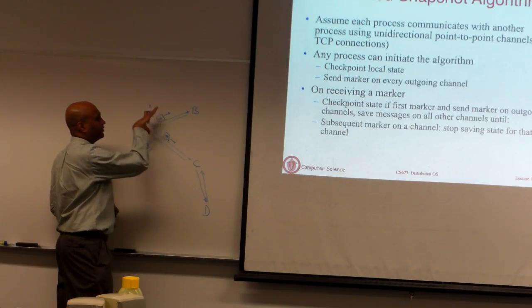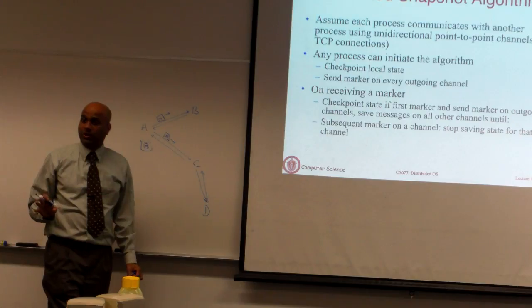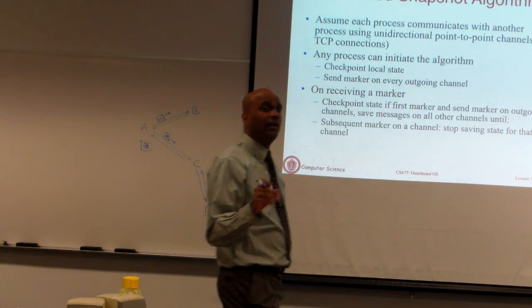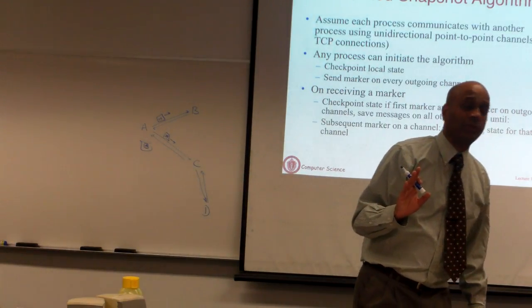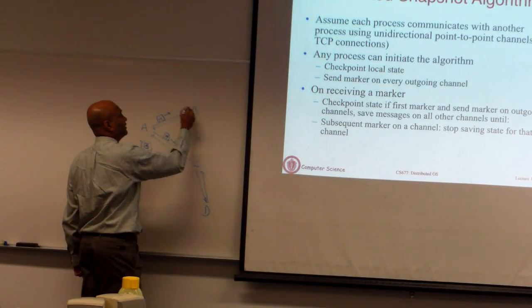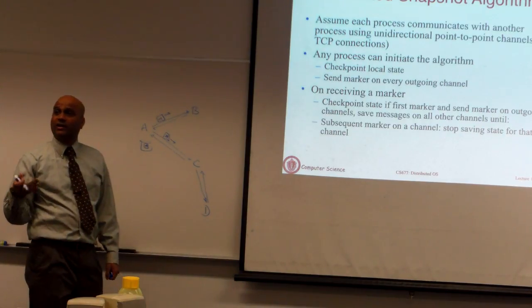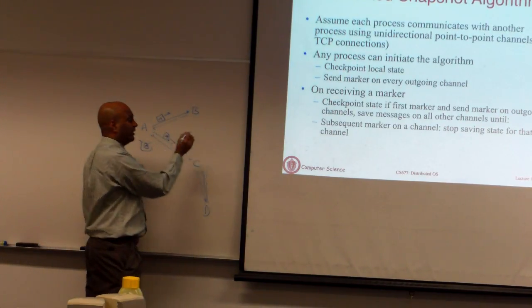Okay, in this case, A has two socket connections, one to B and one to C. So you send a marker message. Marker message is a special message saying take a checkpoint. Okay. So this marker message is now going to propagate along with other messages, and let's say it hits B. Okay. As soon as B receives a marker message, it does the same thing recursively.